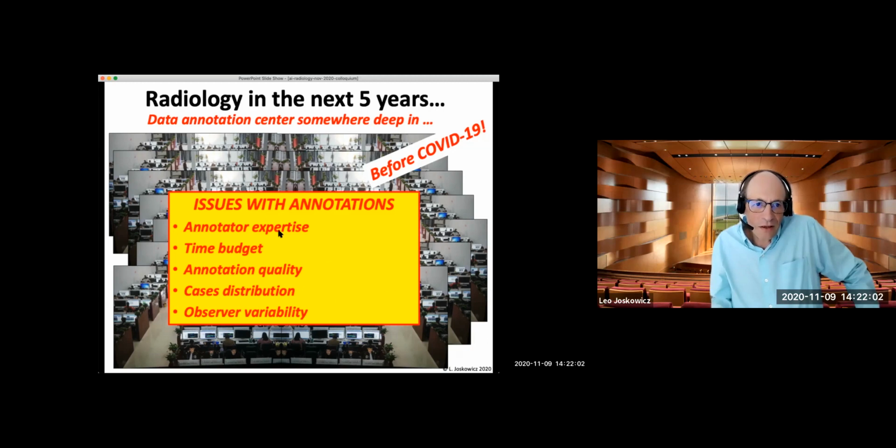And of course, the annotations are really the fuel for deep learning. Deep learning is a Ferrari, but it requires very expensive fuel and lots of it. And I want to see what this means in the context of radiology. So we're going to look at the annotator expertise, the time budget, the annotation quality, the case distribution, because of course deep learning is based on having a sample of the space that you're learning, and also quantifying this observer variability. Are there any questions before I go on?